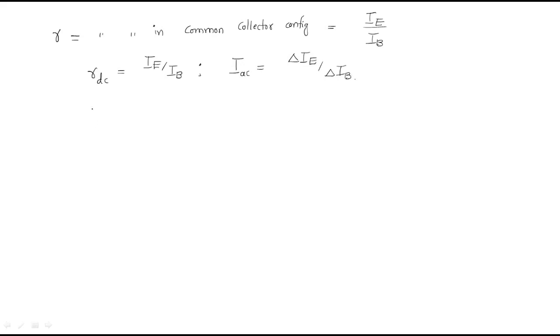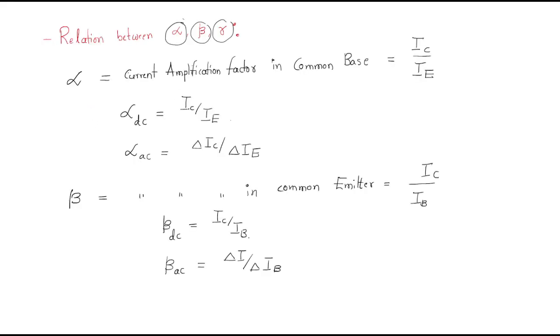Okay, in each and every case we have to take one thing, don't forget: the output voltage is constant. VCB is constant for alpha, and VCE is constant for beta. So these are the general equations, no problem at all.